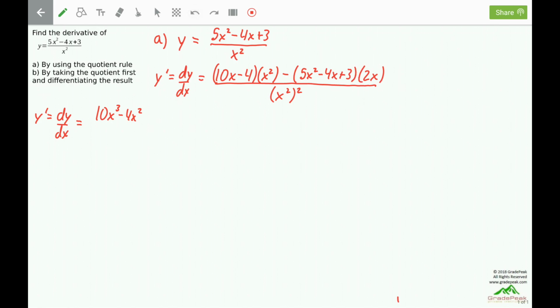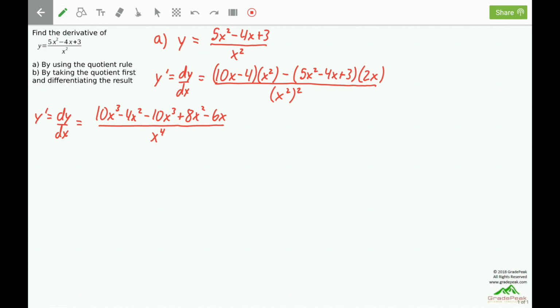Negative 2x times a 5x squared is negative 10x cubed. Negative 2x times a negative 4x will be a positive 8x squared. And a negative 2x times a positive 3 will be a negative 6x. All of this is over x squared squared, x to the 2 raised to the 2. In this case, you multiply those exponents, 2 times 2, and that'll be x to the 4.